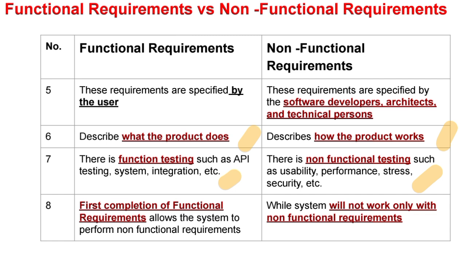The last one is very important. First, completion of functional requirement only allows the system to perform non-functional requirement. If you are just defining a non-functional requirement, it is not guaranteed that your system will work better, because to make a system perfect, we have to do a functional requirement.